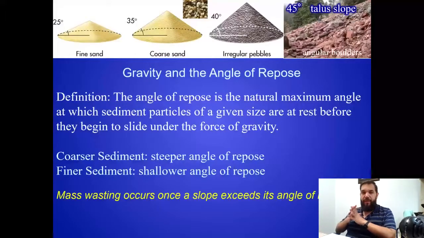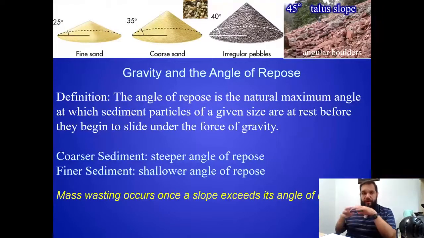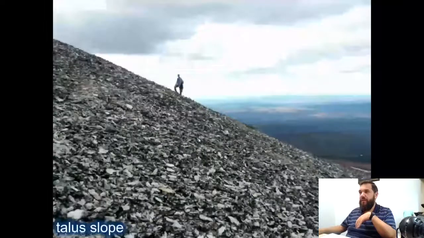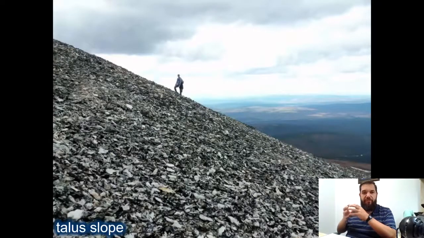So, angle of repose. I just want to talk a little bit about this. I mentioned talus slopes in the beginning. When you have weathering of the bedrock, at the base of the bedrock it'll have a talus slope. That's all of the broken up weathered sediment material that forms at the base of a mountain or the base of the bedrock that's being actively weathered away.